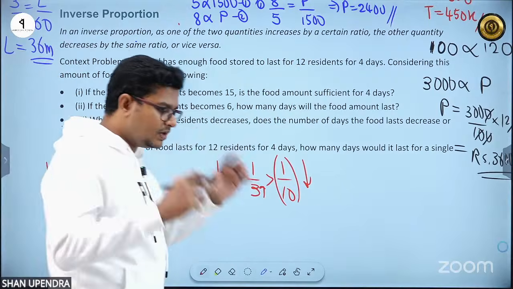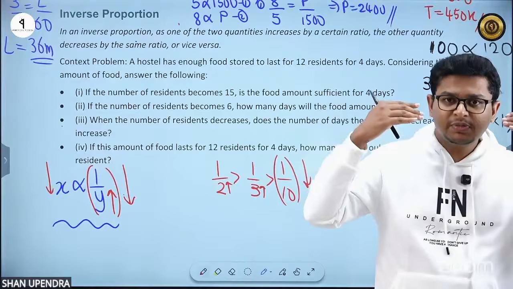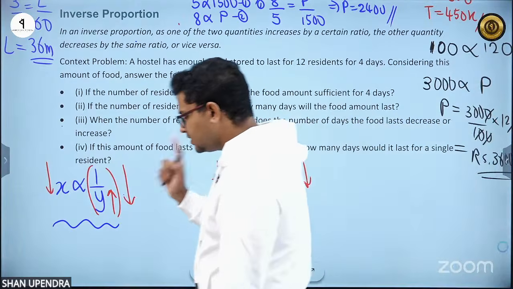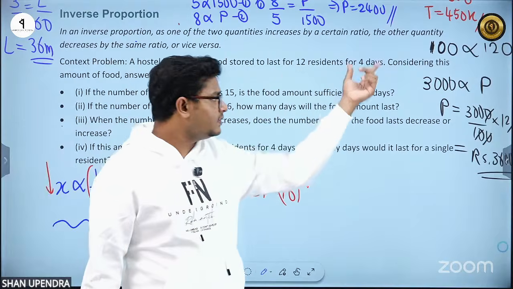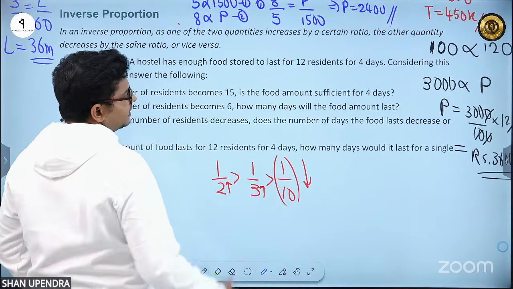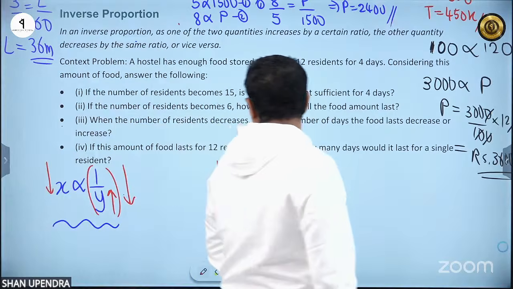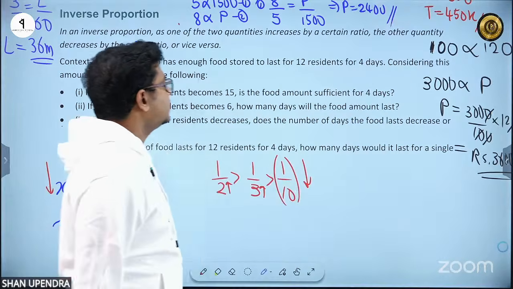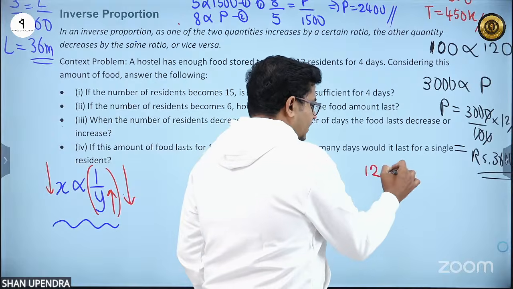When you read the question, you need to identify whether it is a directly proportional relationship or an inversely proportional relationship. This is an inversely proportional relationship. When you increase the number of residents, definitely the number of days will be reduced. If the number of residents becomes 15, is the food sufficient for 4 days? No. So how many days is it sufficient for? We can take 12 inversely proportional to 1 over 4.